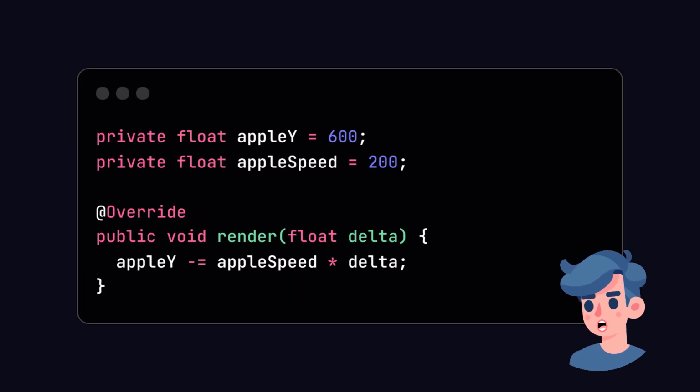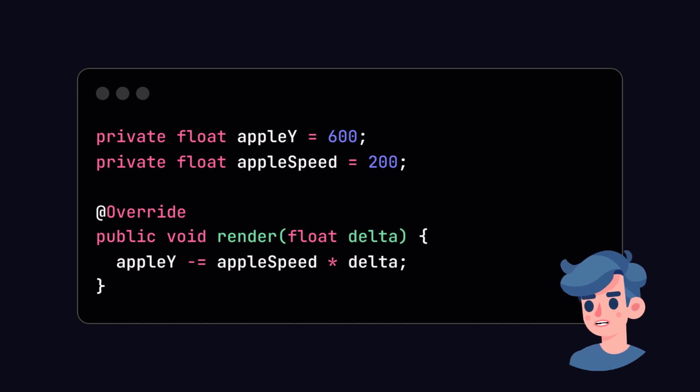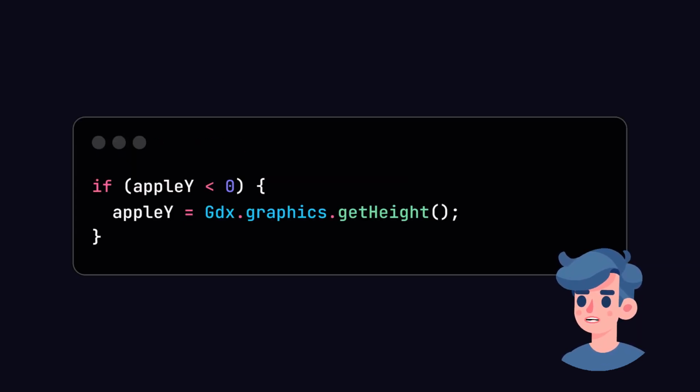Next, let's implement some game logic. For our catch game, we need to update the position of the apple as it falls from the top of the screen. Now ensure the apple resets its position once it goes off screen. Let's check if the apple's y coordinate is less than 0.